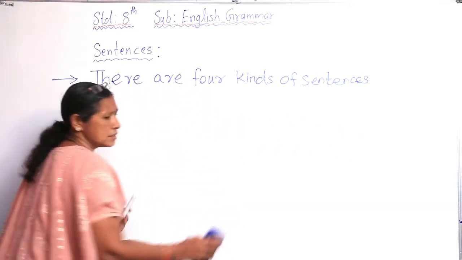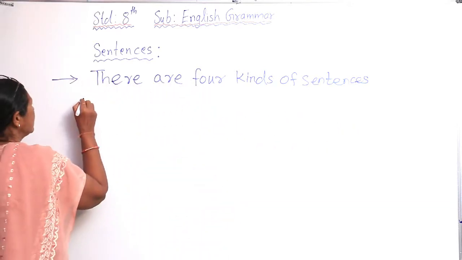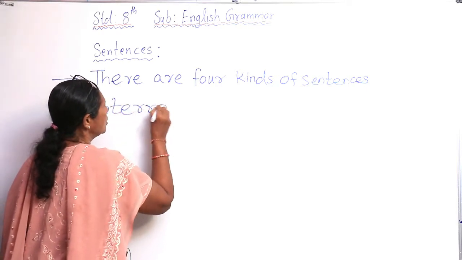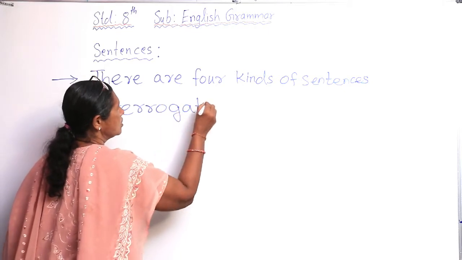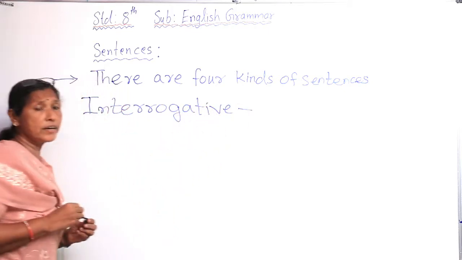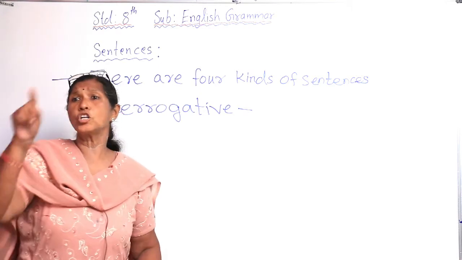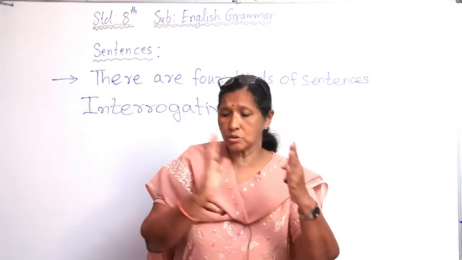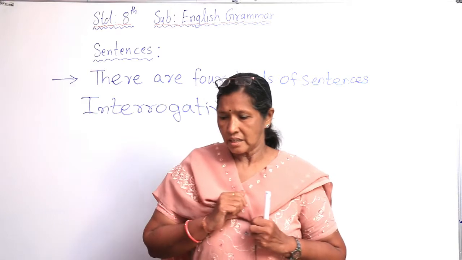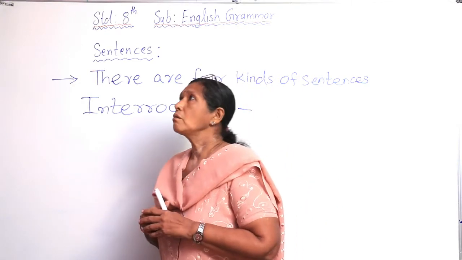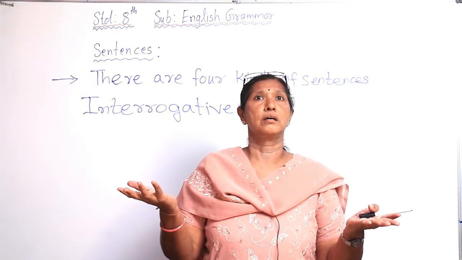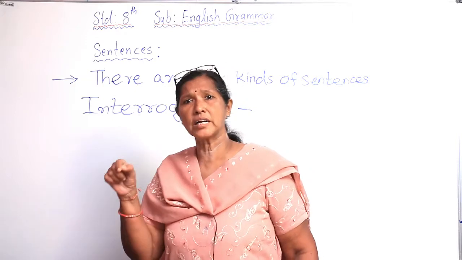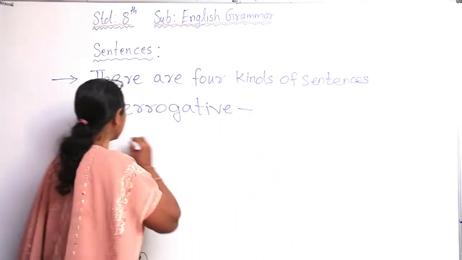My next is interrogative. Interrogative means what? There will be a question mark. मतलब एंड का उसका क्वेश्चन मार्क आएगा. जैसे आएगा what are you doing? तो what are you doing उसके बाद क्या करने का है? क्वेश्चन मार्क लगाने का है. एग्जाम्पल मैं इधर दे रही हूं.